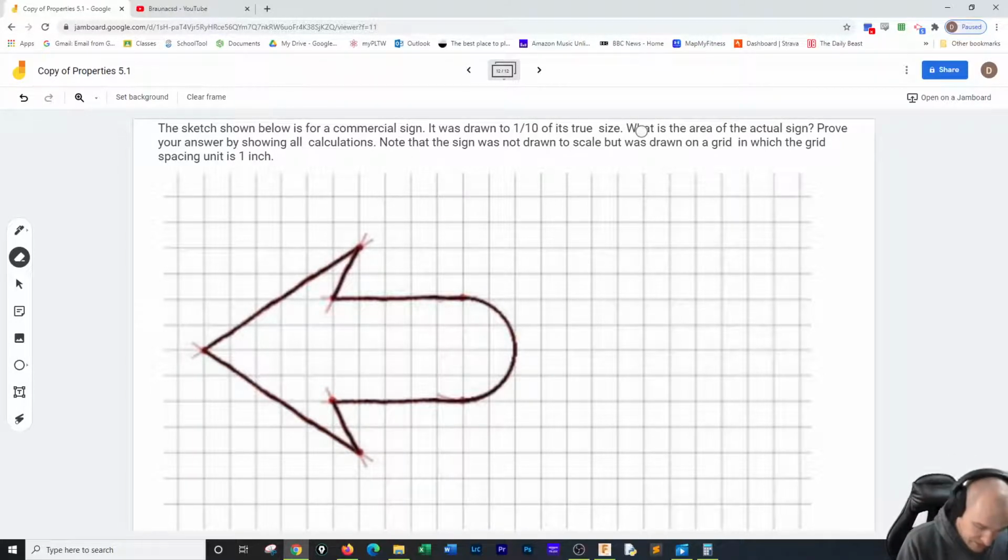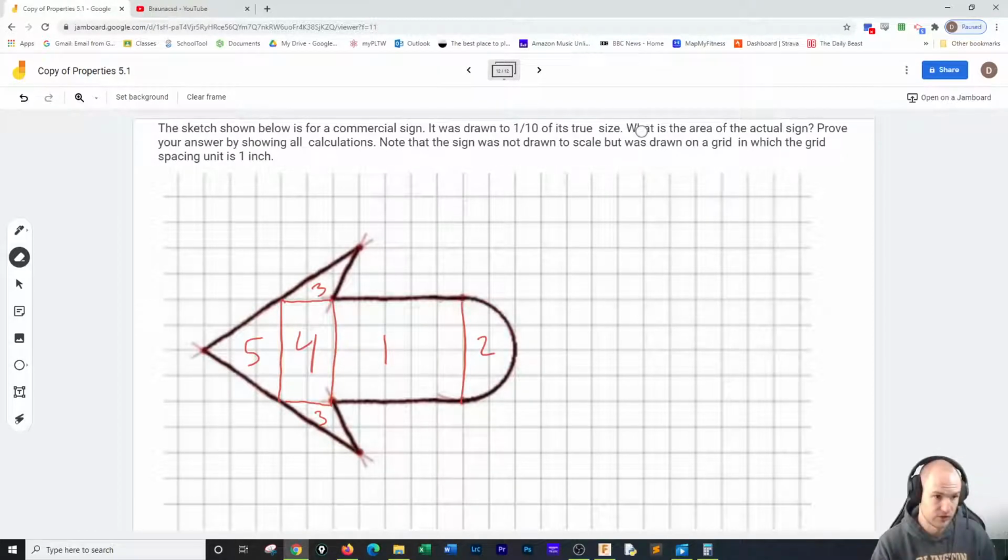So for number 9, all you've got to do is break it up into sections. So we've got section 1, section 2, section 3, which happens twice, section 4, and section 5. So all you've got is some triangles and a half circle and a rectangle. And then you just have to break up each area.